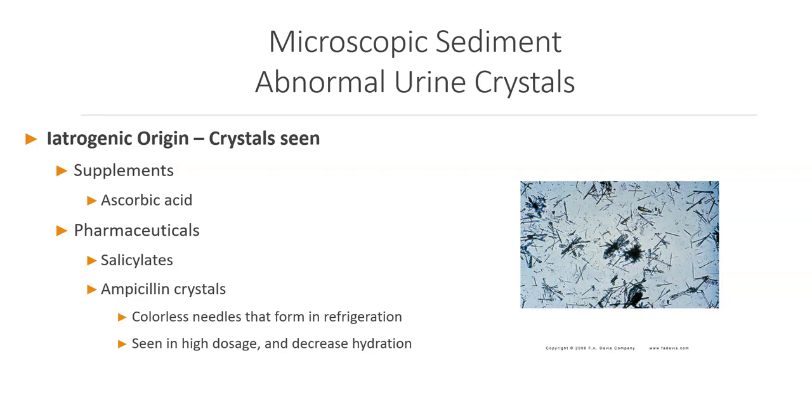Some other abnormal urine crystals are called iatrogenic in origin, and these are supplements or pharmaceuticals that can crystallize when eliminated from the body. For example, some supplements such as ascorbic acid, and pharmaceuticals, which are medications like salicylates and ampicillin crystals. These ampicillin crystals may form colorless needles when they're refrigerated, and these crystals are seen when the patient is receiving a high dosage and has decreased hydration.